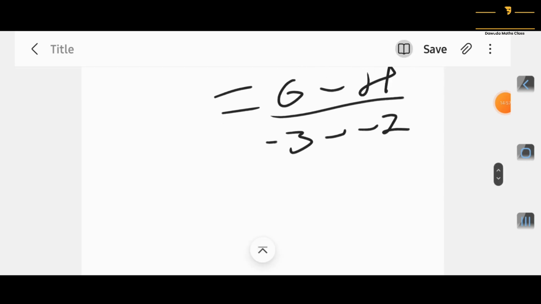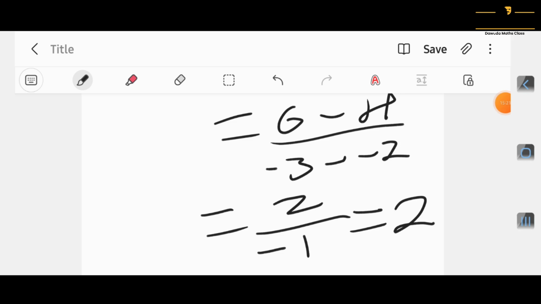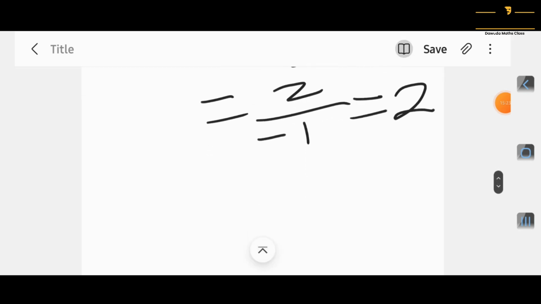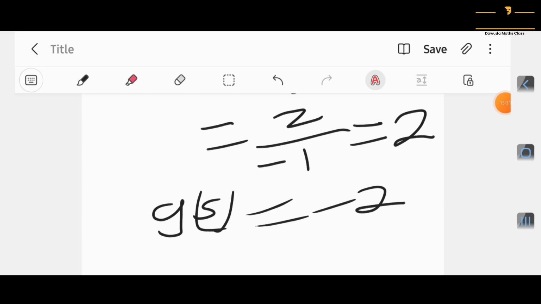So let's continue. 6 minus 4 will give you 2 all over minus 3 minus 2. Negative will give you positive. So you now have minus 3 plus 2. So minus 3 plus 2 will give you negative 1. 2 over negative 1 will give you minus 2. So therefore our gradient, which is the slope, is equal to minus 2. And that is our final answer.